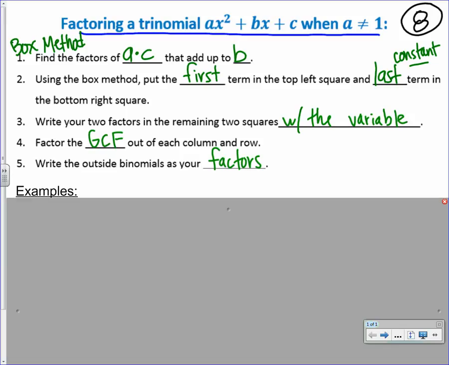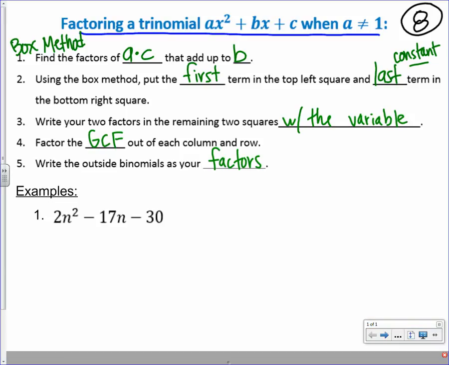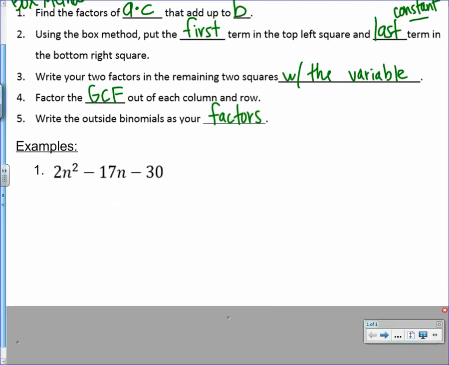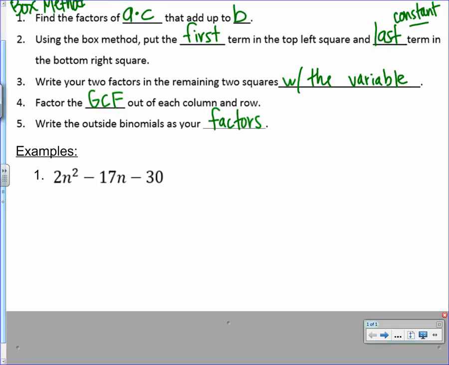Okay, so let's do an example following these steps. Go ahead and write this example: 2n squared minus 17n minus 30. So when factoring, you always want to check for what first, no matter what? Do 2, 17, and 30 have a common factor?